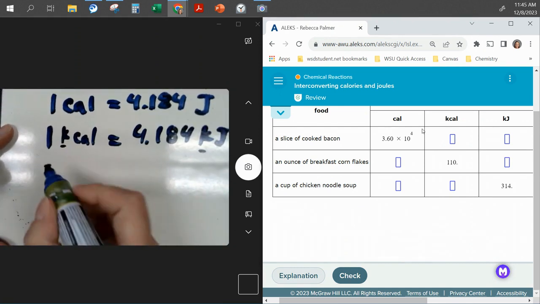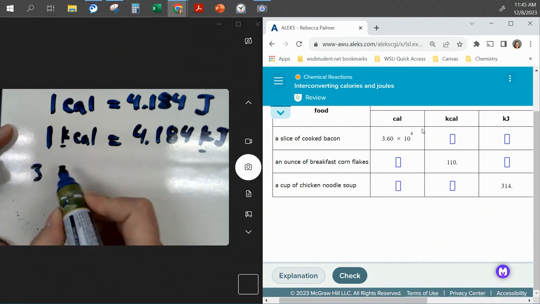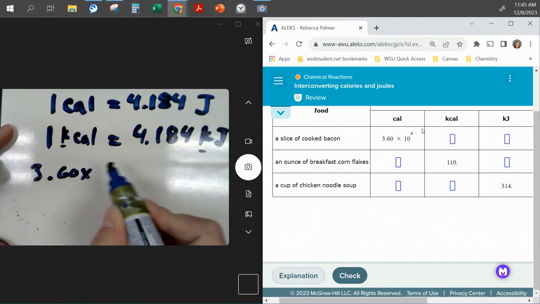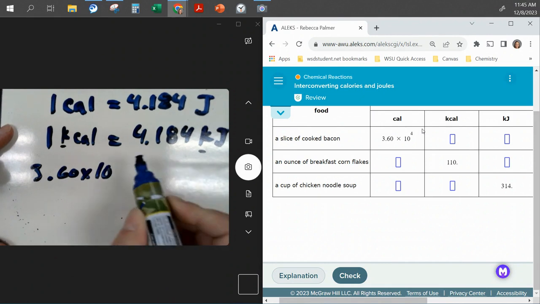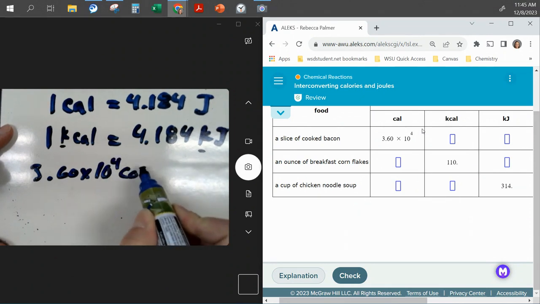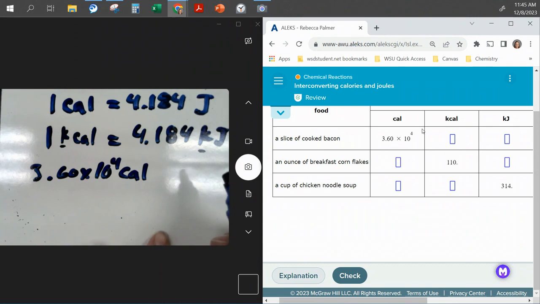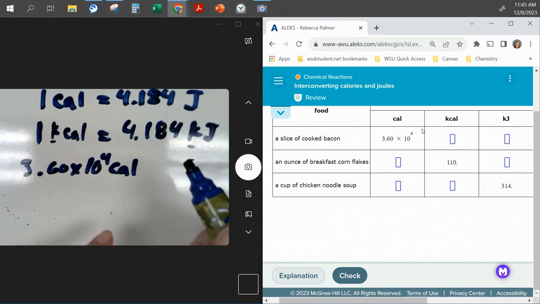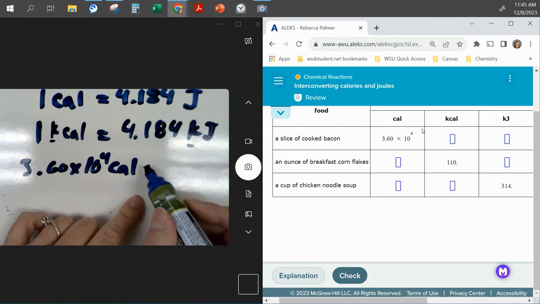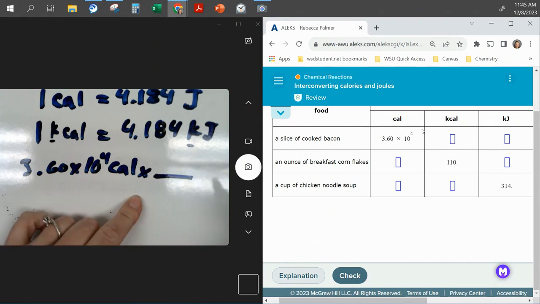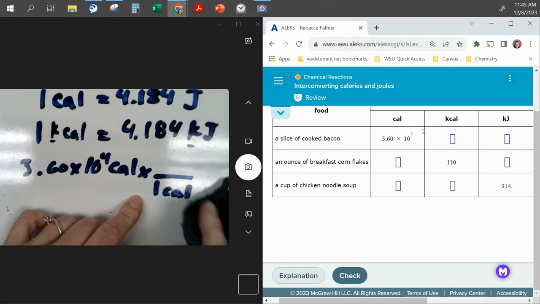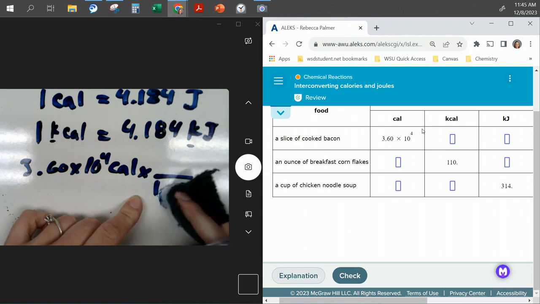So let's show that. So we have 3.60. And if you want to put a shortcut on your note card, that's fine too. I'm not going to look at your note card. So one thing you could do is if I'm going from calories to kilocalories, this is how I do it. You could write that on your note card. You could put an example if you wanted. So for 1,000 calories, 1,000 calories is 1 kilocalorie.